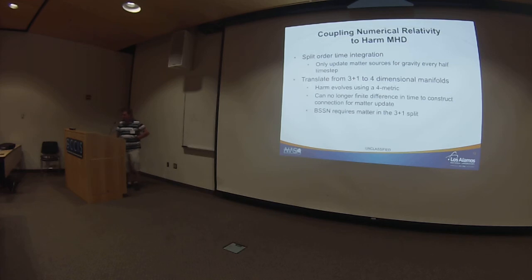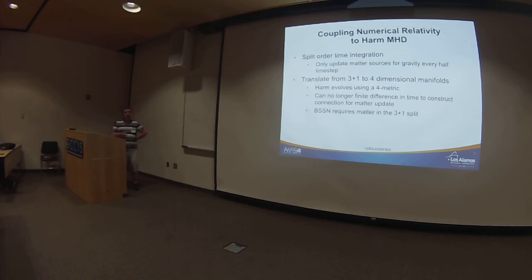And in terms of implementation, basically, HarmNR3D uses a 4 metric. The BSSN will be in a 3+1. So we have to write also the infrastructure that does all that translating for us. We'll have to do the 3+1 split of the matter, send that over to the numerical relativity. The numerical relativity will have to reconstruct the 4 metric and the connection and all these things.